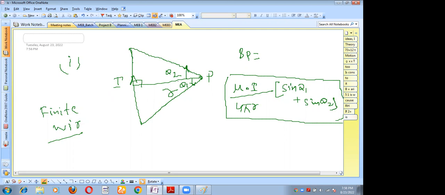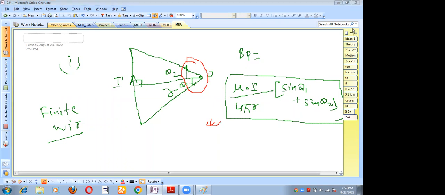Understood it? Here you must remember that theta is the angle from this perpendicular line. You must not confuse it with the angle with the wire lines, right? So this is the very basic formula which we will apply. Have you understood this? Do not forget the 4 pi r, right?